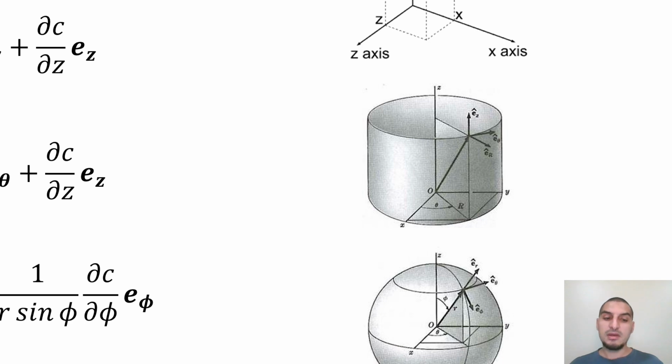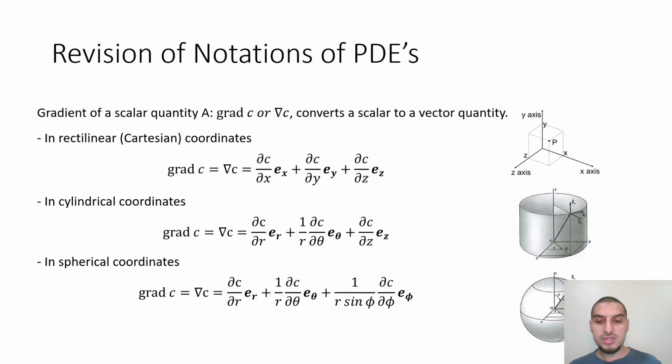And in this case, the equation is, as you see it here, it's gonna be partial c partial r, and then partial c partial theta, and then partial c partial z. You have here 1 over r. I mean, this is because it's in cylindrical coordinates.